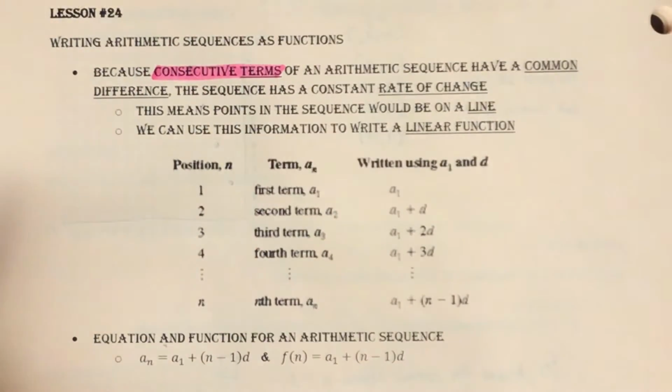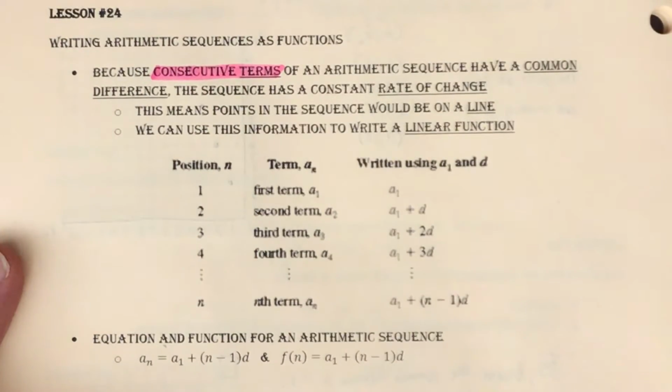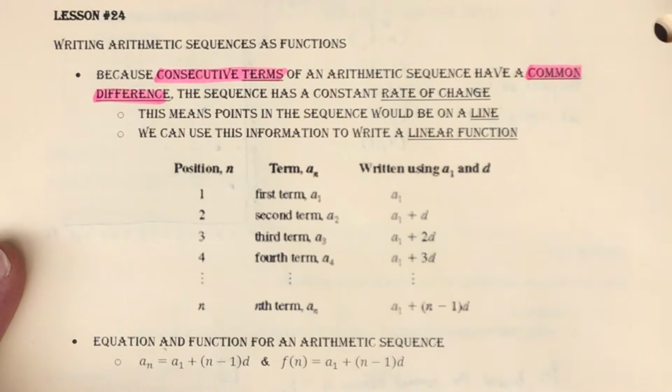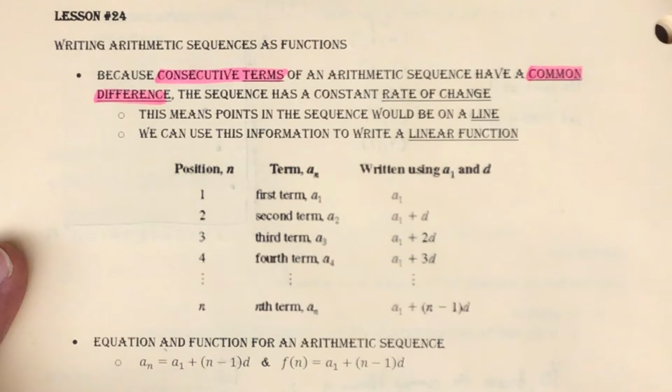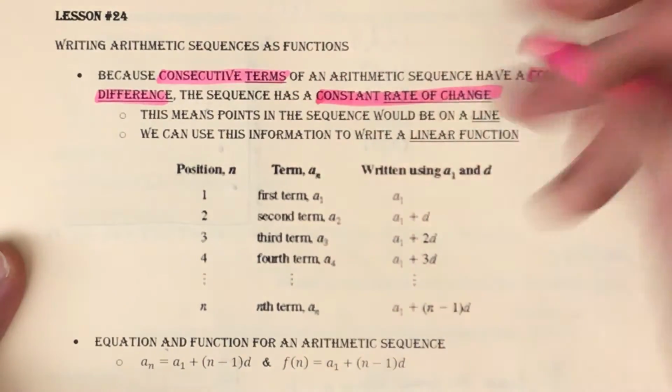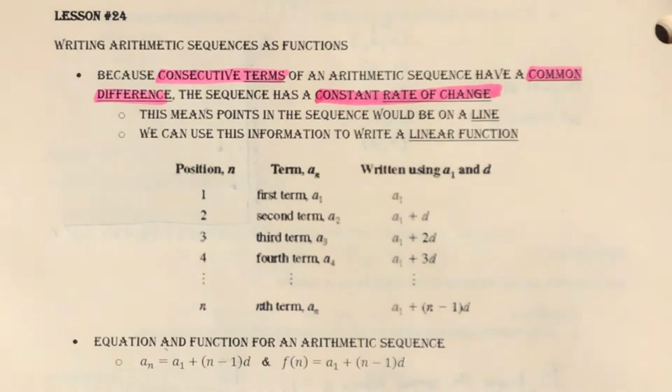from the first term to the second term of an arithmetic sequence, have a common difference, meaning that they increase or decrease by the same amount every single time. So the increase or decrease from the first term to the second term is the same as from the second to the third, and from the third to the fourth, and so on and so forth. Because consecutive terms have a common difference in an arithmetic sequence, this has a constant rate of change.